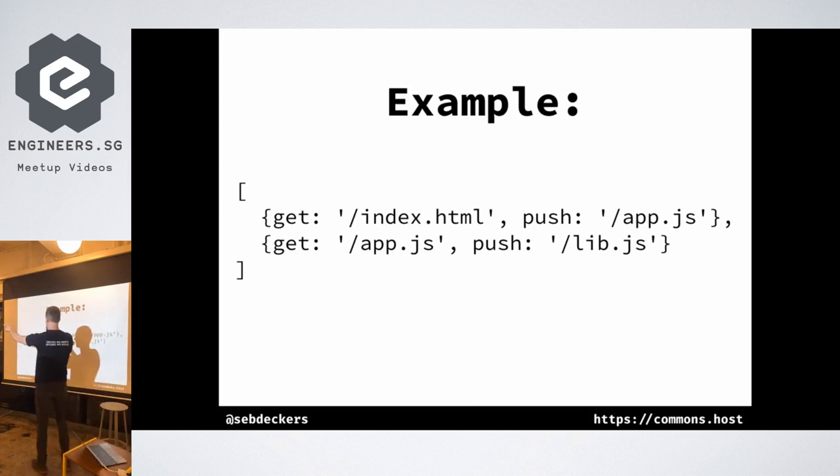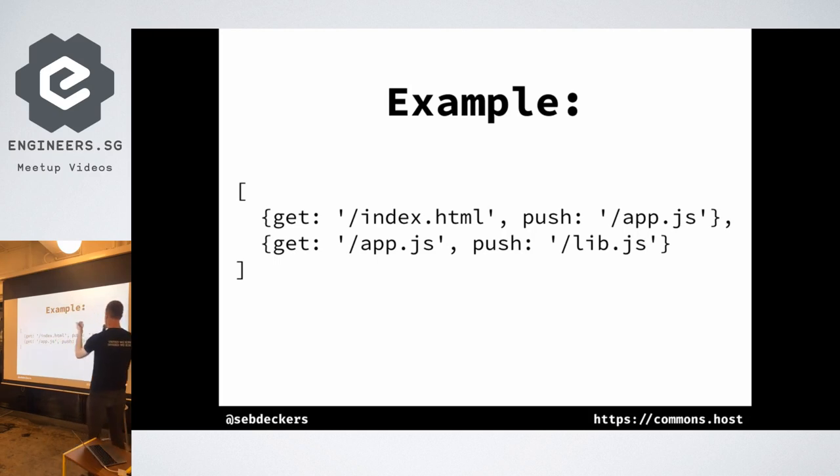So here, this is like an HTTP method. If you get index.html, you push app.js. If you get app.js, you push lib.js, et cetera, et cetera. So you could expand on this and say, if you get index.html, make this an array and say, also push my favicon or push my style CSS or whatever. So you can expand on that and you can see it's recursive. Whatever engine parses this would figure out that when I'm getting index.html, I should push app.js as well as lib.js, obviously, because it's going to be the next logical thing.